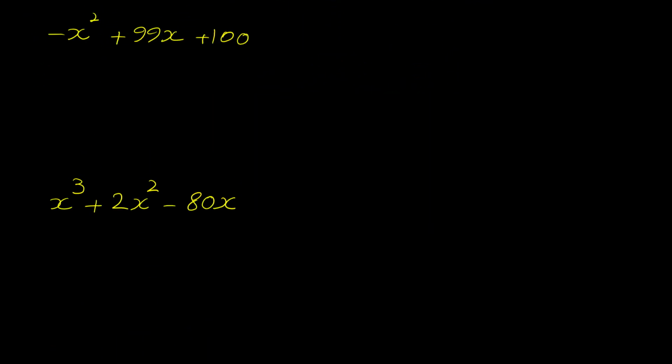Now look at these examples. Negative x to the 2 plus 99x plus 100. In this first example here, the leading coefficient is negative 1, and we hate negatives. So what do we have to do first? We can factor a negative from this expression. We always prefer the leading coefficient to be positive. But here we have negative x to the 2. We prefer to have x to the 2, not negative x to the 2. So we factor out a negative first to make our expression a little better.